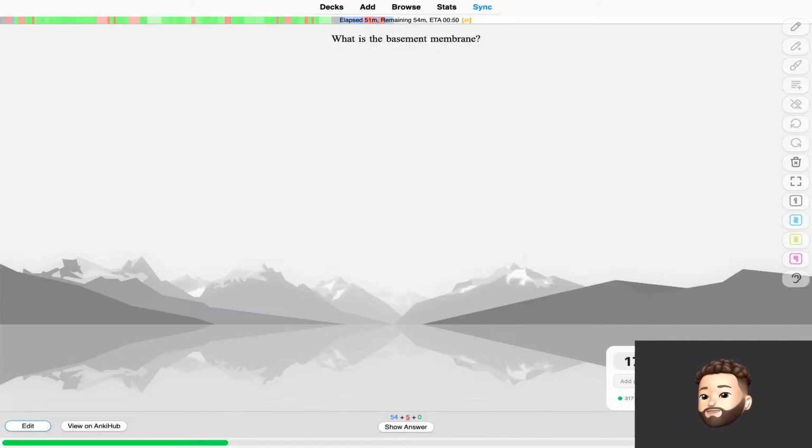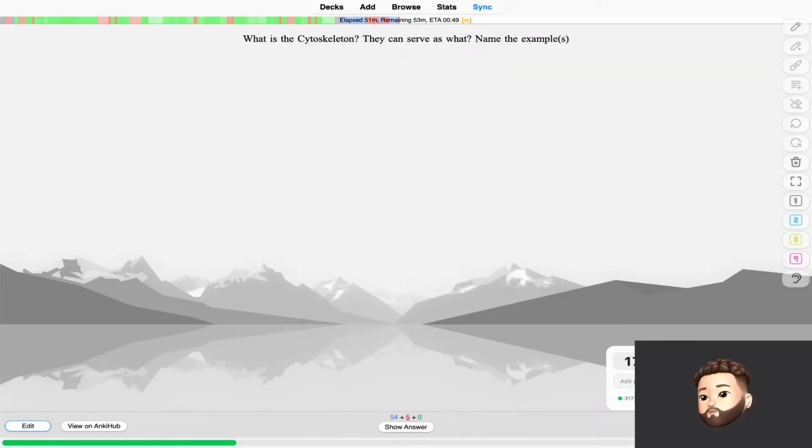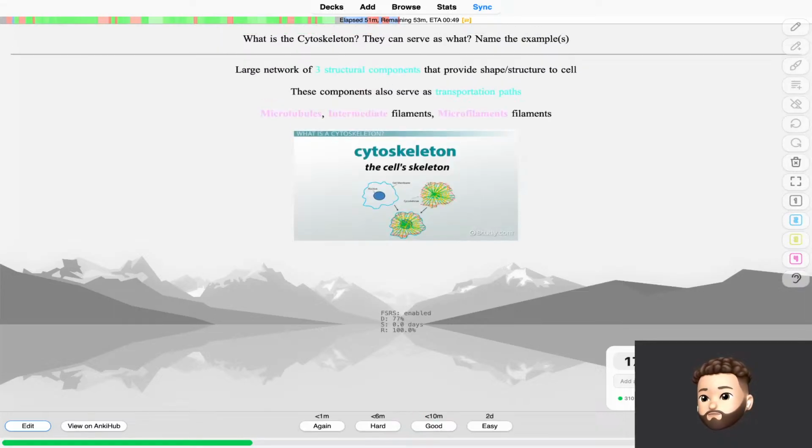Now again, what is the basement membrane? It basically supports the epithelial cells. Underlying layer of connective tissue to which the epithelial cells are attached. Okay. What is the cytoskeleton? The cytoskeleton is the network of structural components that provides shape or structure to the cell. They can serve as transport pathways.